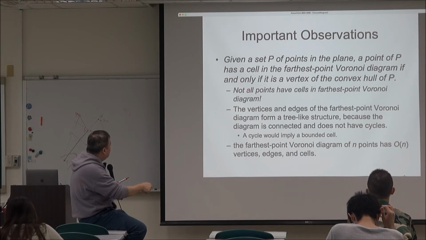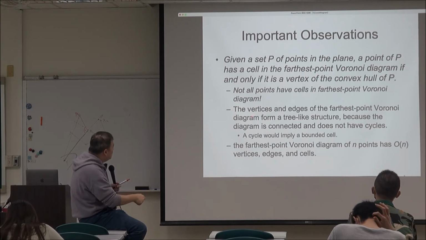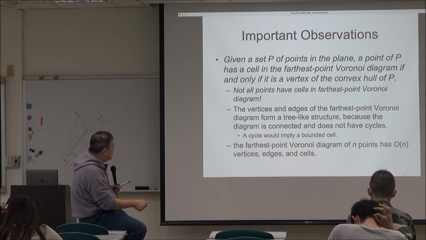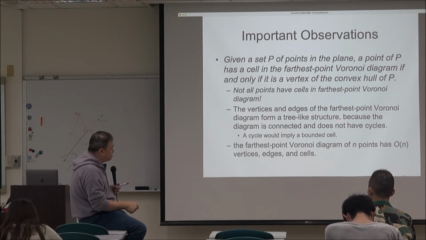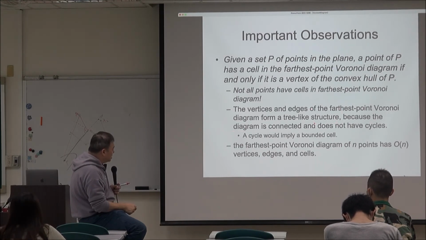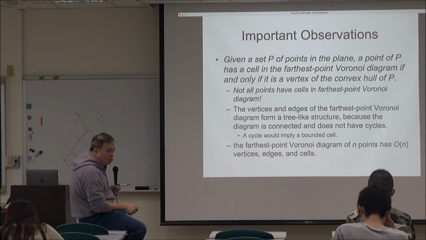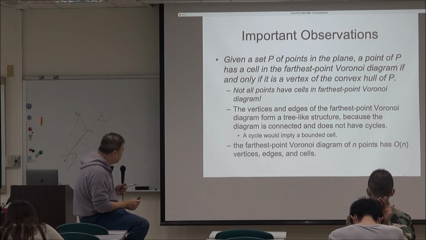So this is the first thing. The second thing: the vertices and edges of the farthest point Voronoi diagram form a tree-like structure. First, they are connected, obviously. But why is it a tree-like structure? Because the diagram is connected, but it does not have a cycle. Why does it have no cycle?